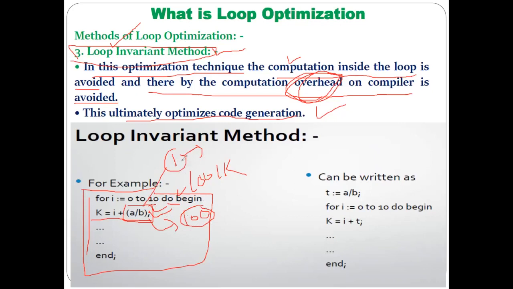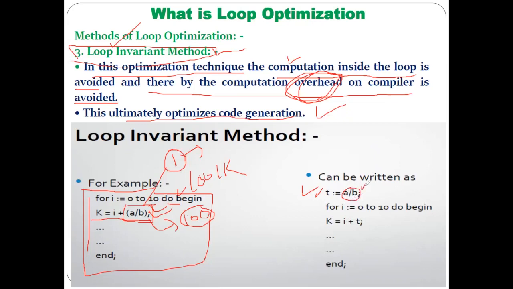Then why should we not evaluate it only once? Why should we write it inside the loop? We should write it outside the loop. So it can be written like this. We take a separate variable. It's like code motion, or frequency reduction. Now we take it outside the loop and assign it to a variable. We take one variable t, and to that variable t we assign this expression.